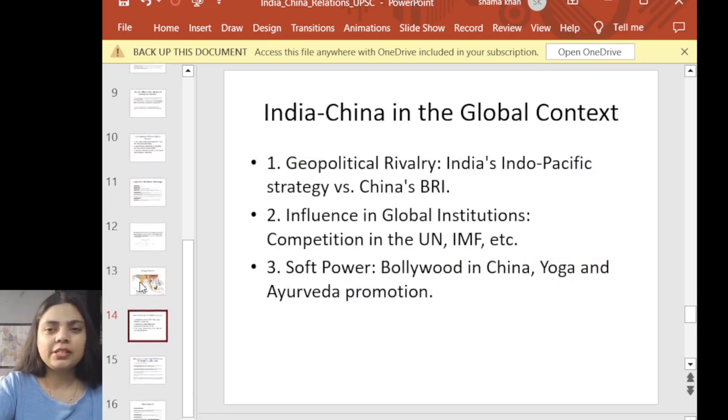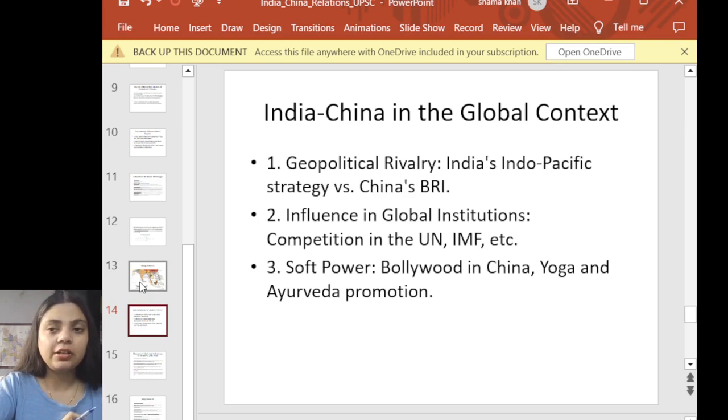This is just the global context. We can see the influence of China: first, geopolitical rivalry, India's Indo-Pacific strategy and China's Belt and Road Initiative. BRI itself is a very important and separate topic, but you should remember how both have a different stand on this theme. Next we can see the influence in global institutions. China has permanent veto power in the UN. The share of China is high in the IMF, compared to India's share in the IMF. Next we can see soft power: Bollywood in China, yoga, Ayurveda. We can use this soft power to have a good relationship with China also.